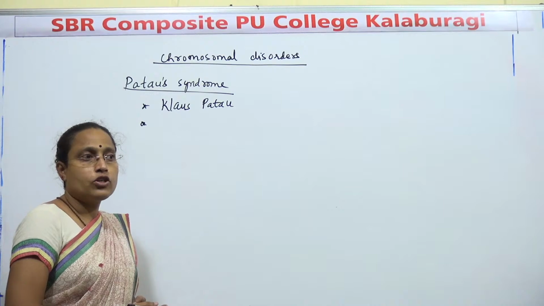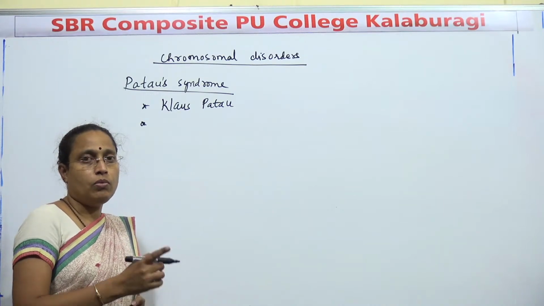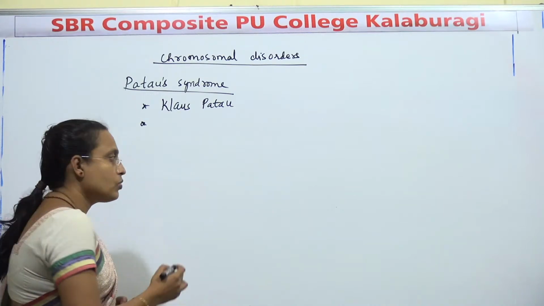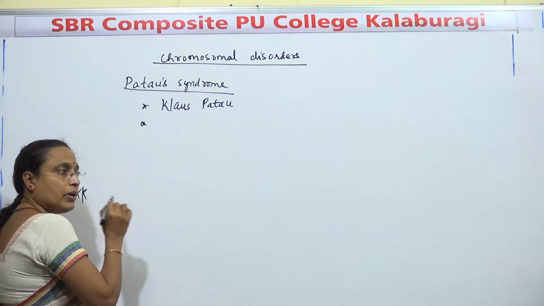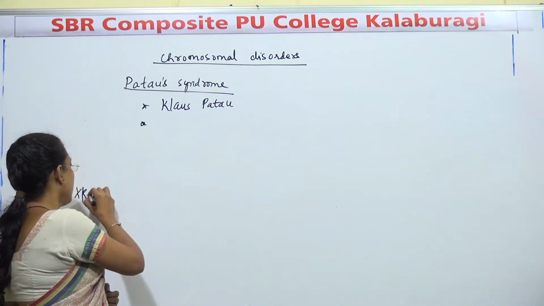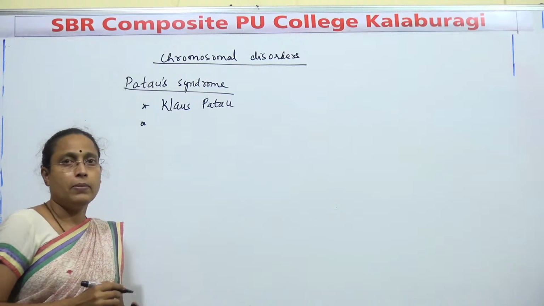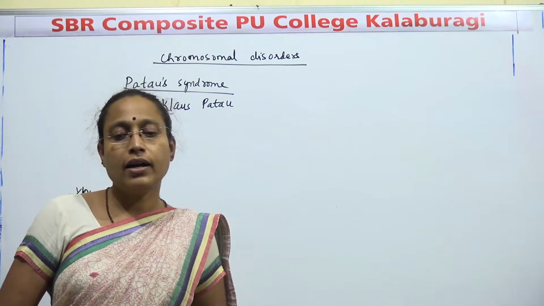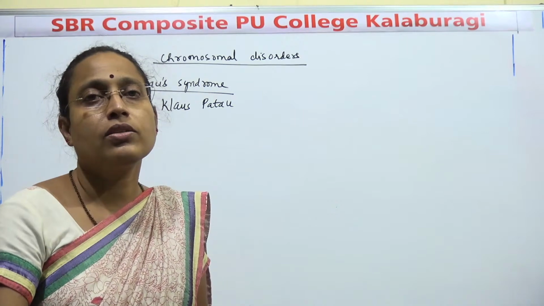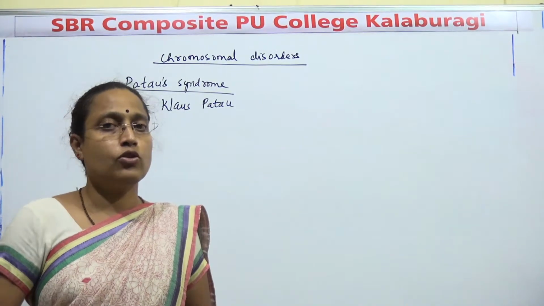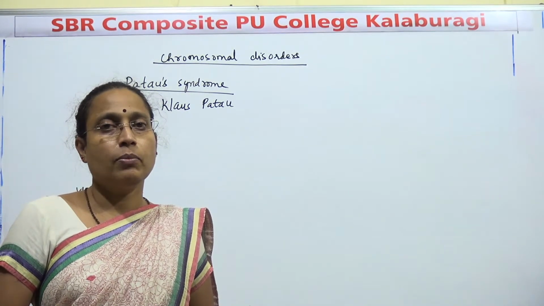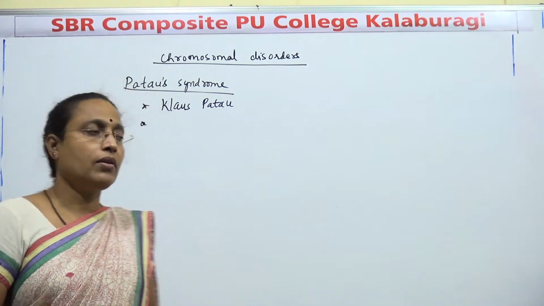In Patau Syndrome, the 13th chromosome is extra. So usually you have one homologous pair, but for the 13th chromosome, one more extra copy is present. So it is also like Down syndrome, it is also a trisomic condition. But in Down syndrome, it was 21st trisomy. In Patau syndrome, it will be 13th trisomy.